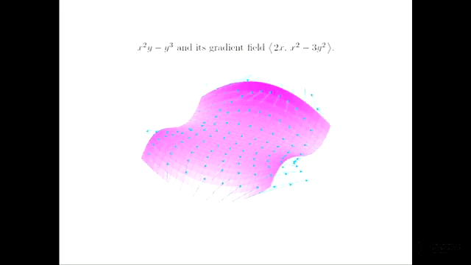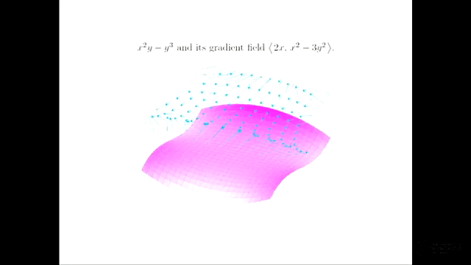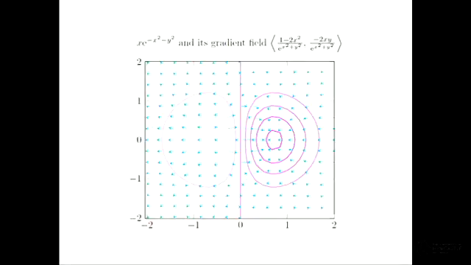And so again, the vector field for this is what happens when we pull all these vectors off of it and put them on a plane. Okay, what can you tell me about this surface?